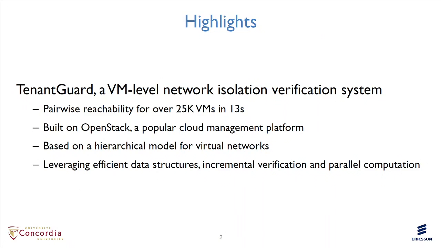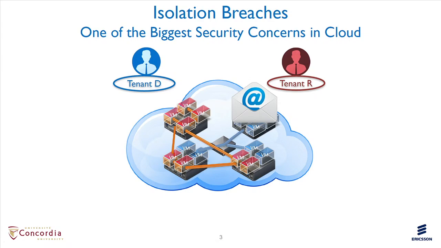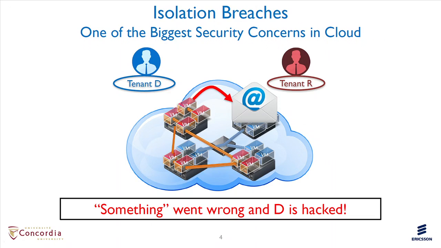So let's start with the problem. Isolation breach is one of the biggest security concerns in cloud, or more specifically from the cloud tenant's perspective, right? Multi-tenancy is a basic nature of cloud, which allows business rivals to use the same cloud service. Just for an example, if Democrats and Republicans are using the same cloud, very possibly something may go wrong, and to be politically and technically correct, any of them can get hacked, right?